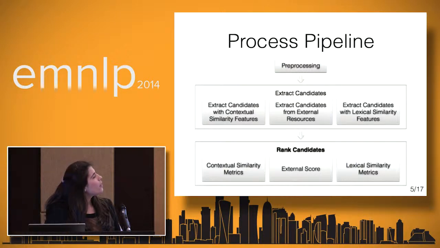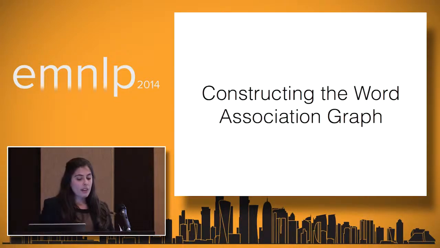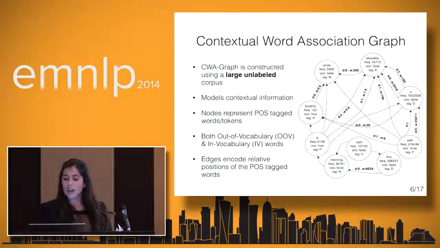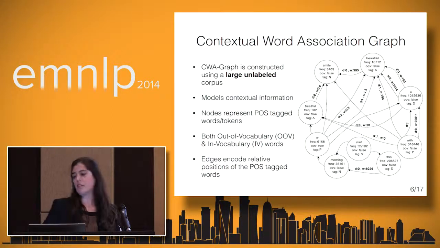For extracting candidates, many other text normalization systems make use of lexical similarity features and some external resources. In addition to those, we propose making use of contextual information from the input text. We extract those contextual similarity features from a contextual word association graph. Now I'm going to give some more detail about that graph, how we construct it, and how we use it to normalize a given text.